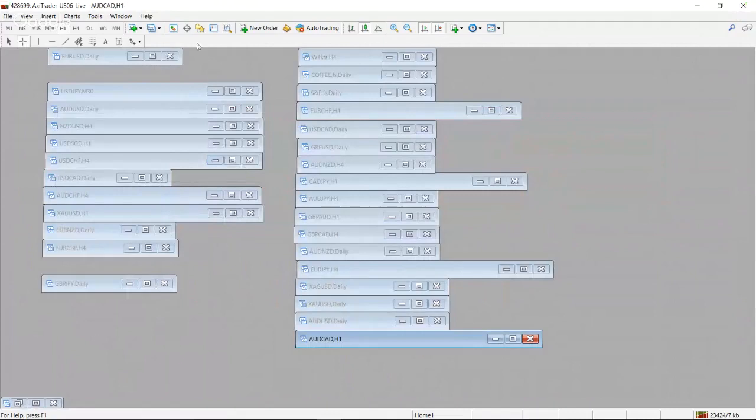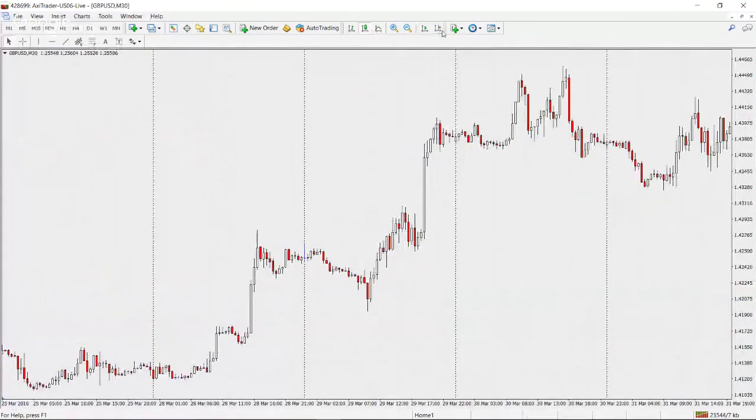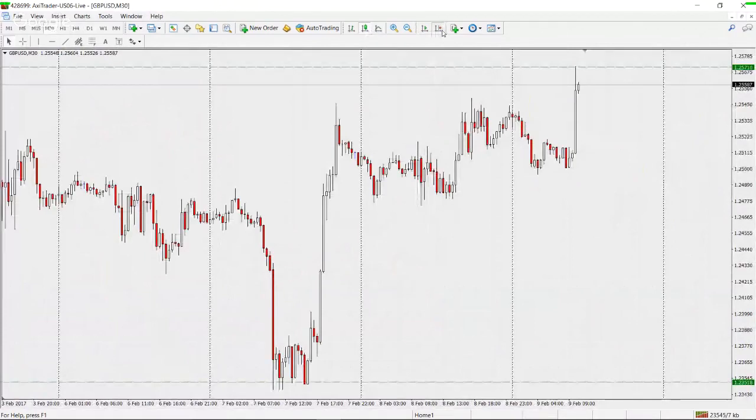What about the pound? Where's the pound? Where has my pound chart gone? It's not really. No, not really.